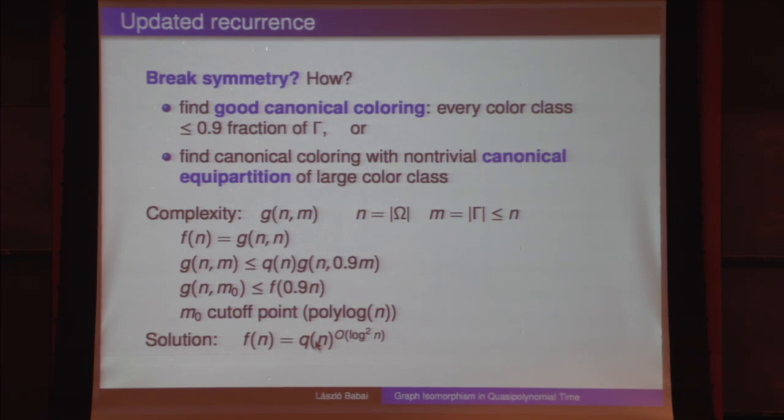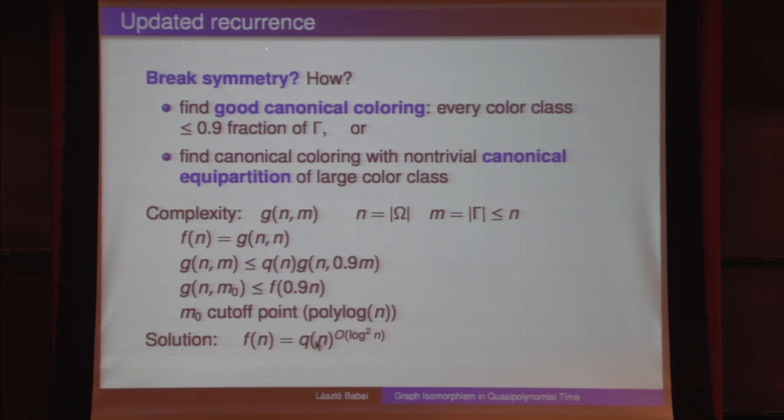Now, how can I break symmetry? First of all, one good way would be to find a good canonical coloring, which means that every color class is at most a 0.9 fraction of gamma. That will be a good outcome. Another possibility is to find a canonical coloring where there is a dominant color class, greater than 90%, but that color class is equipartitioned non-trivially. That again will be a happy outcome. In that case, the problem size is going to be reduced to the number of blocks.